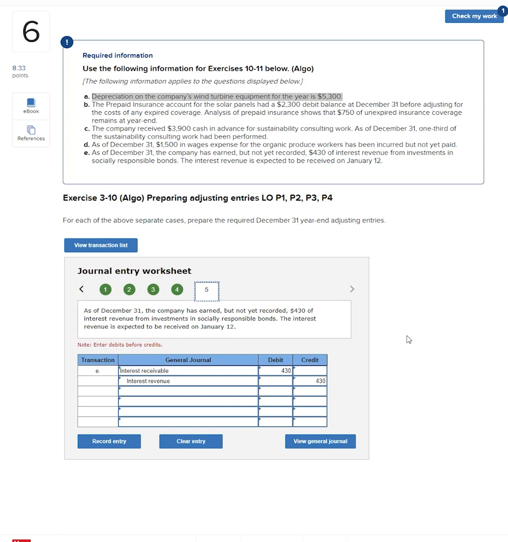The $430. Again, there is no formula here. It's just the amount they gave us, the interest that we will receive later. And that's all, guys. I think that it is really simple, not too complicated, basically because we will use the accounts that we read in the book, and we know now the order of the adjusting entry. So that's all.